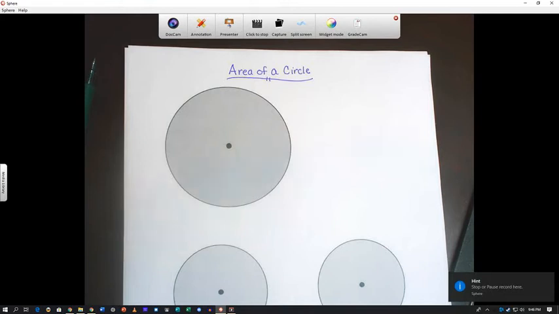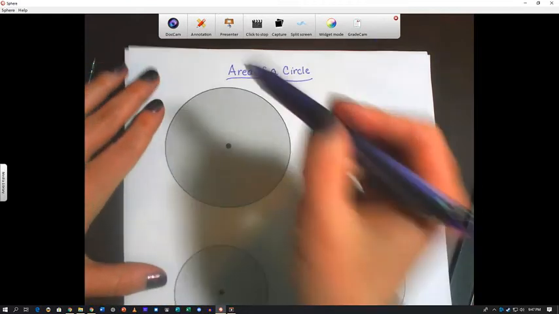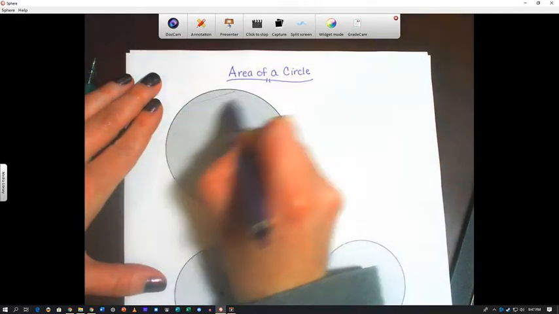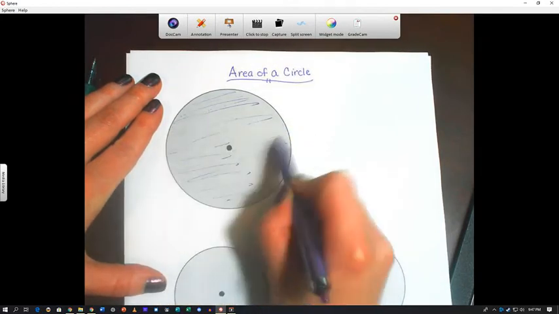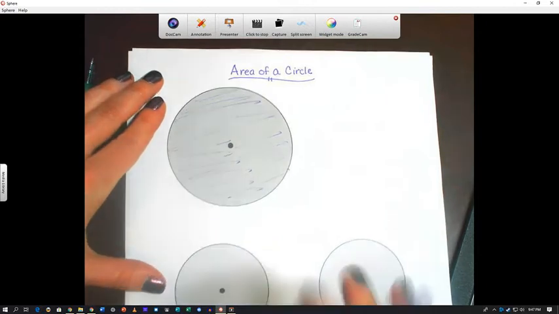Today we're going to talk about the area of a circle. Yesterday you found the circumference of a circle. The circumference is just like the perimeter, it's the distance around the outside of the circle. Well, today we're going to talk about the area. So the area is all of this space inside the circle. And we're going to talk about how to find that area.